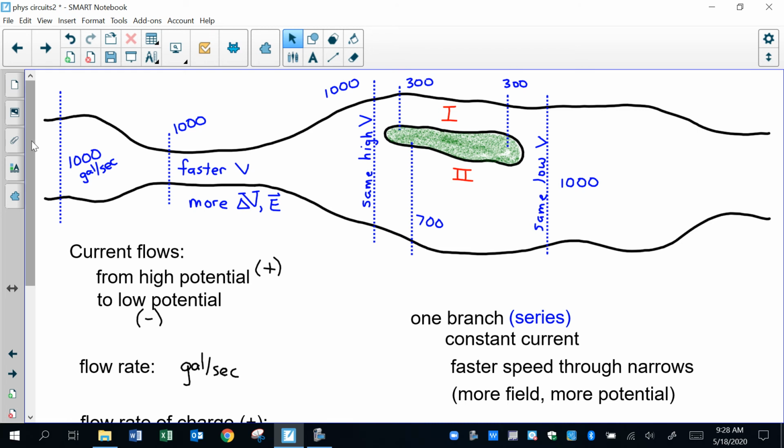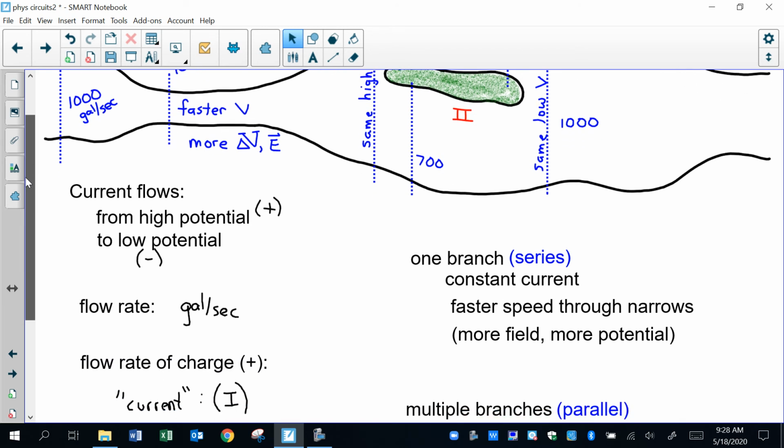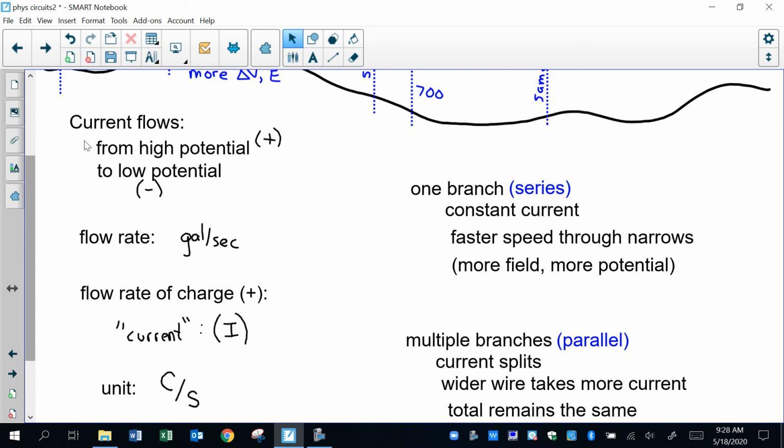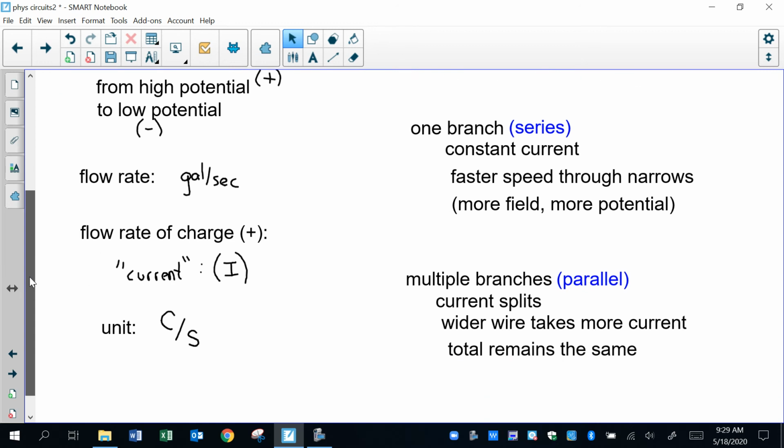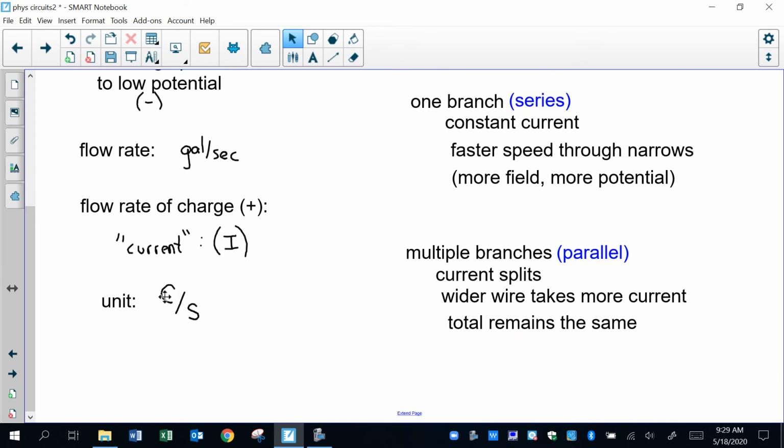If we scroll down and look at some of the notes that are listed here, I have some reminders for you. First, charge flow, current, goes from high to low. Our flow rate, gallons per second, for our water analogy is going to be our coulombs per second, or the amp. Current is abbreviated with capital I. And we have our one branch series where our constant current is happening. 1,000 happens to be our example. It has to move really, really fast through the narrows to keep up.